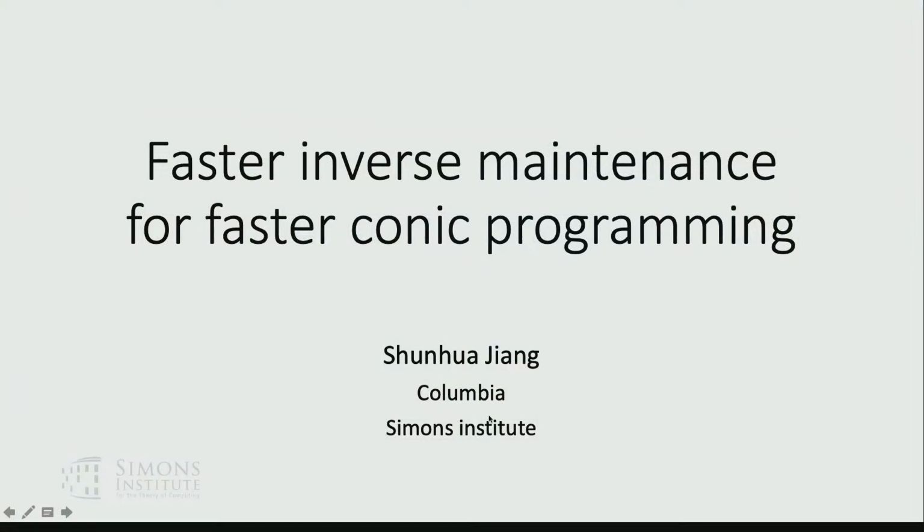So my name is Shunhua. I'm a fifth-year PhD student at Columbia, and I'm also a Simons Fellow for this semester. Today, I'm going to talk about faster inverse maintenance data structure for faster conic programming problems.